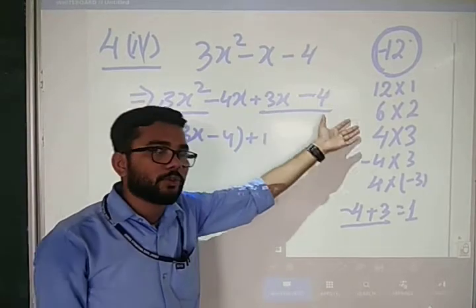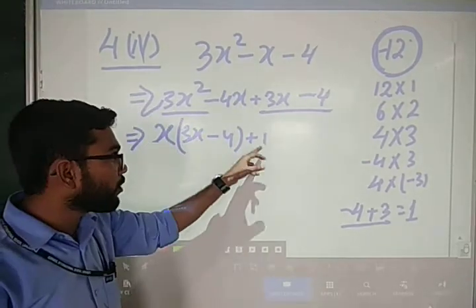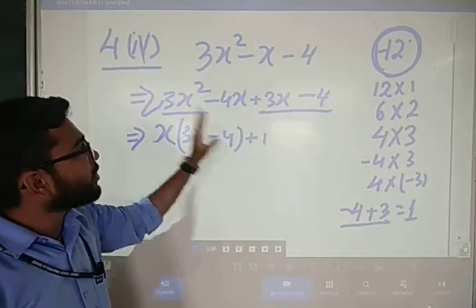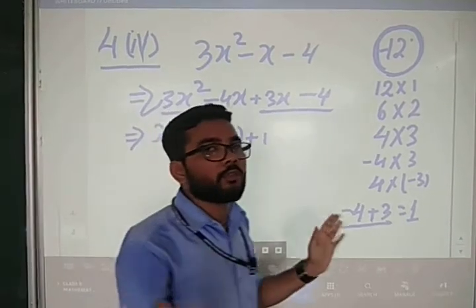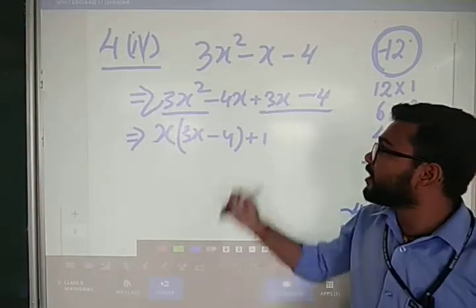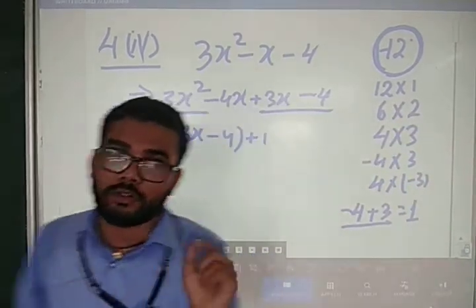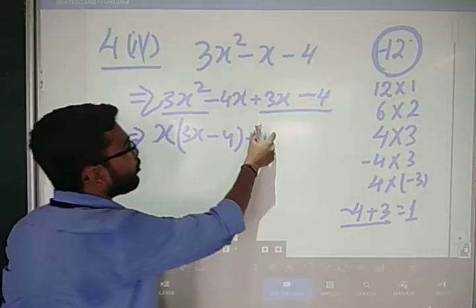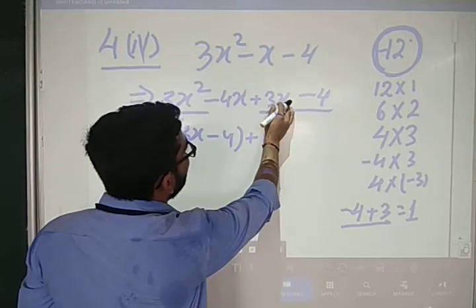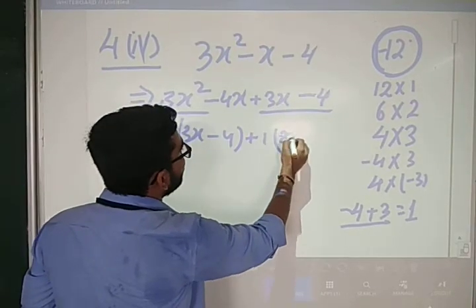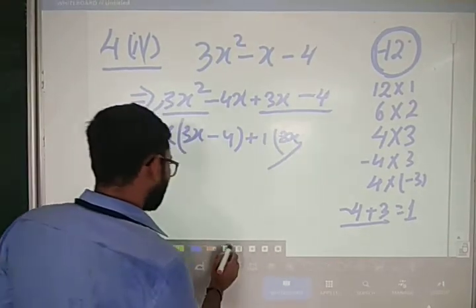Here plus is common and 1 is common, because between 3x and 4 there is nothing common, only 1 is common, so you need to write plus 1. In case of multiplication you don't need to write a 1, but in case of plus or minus you need to write the 1. So here 1 is common, and if you take 1 as common, what remains in this term? 3.